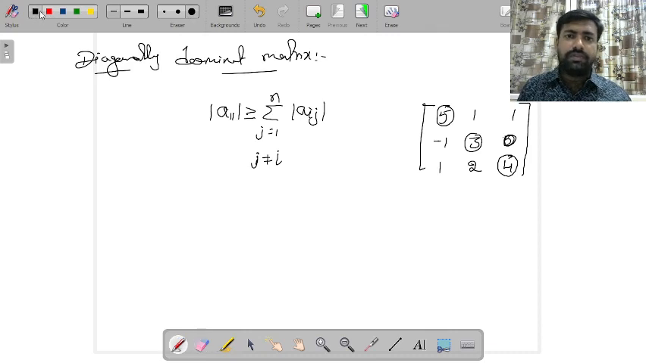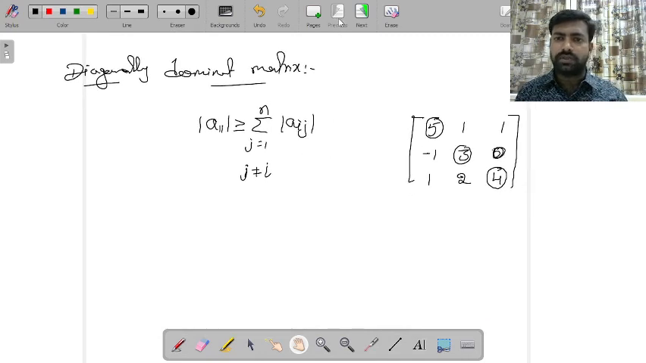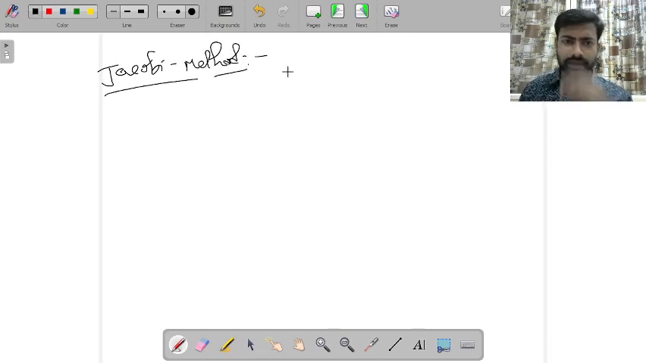If you want the iteration process, whatever you apply in the Jacobi method or the Seidel method, to be convergent, the matrix should definitely be diagonally dominant. Or you can start with a symmetric matrix which is positive definite. So let us see what the Jacobi method is first. It is very easy to understand and to solve a problem with as well.